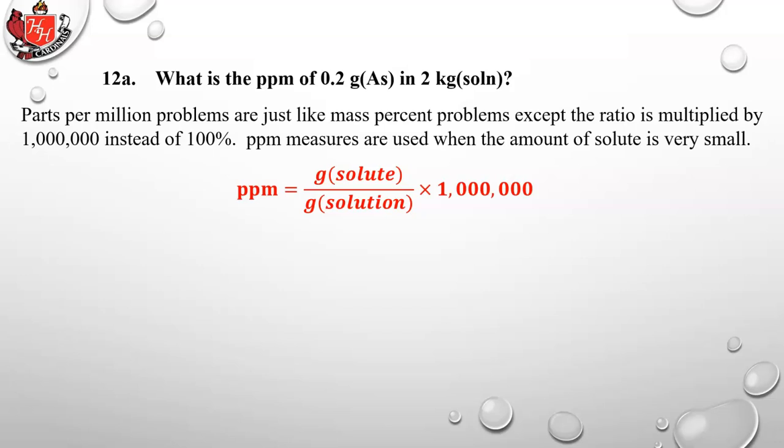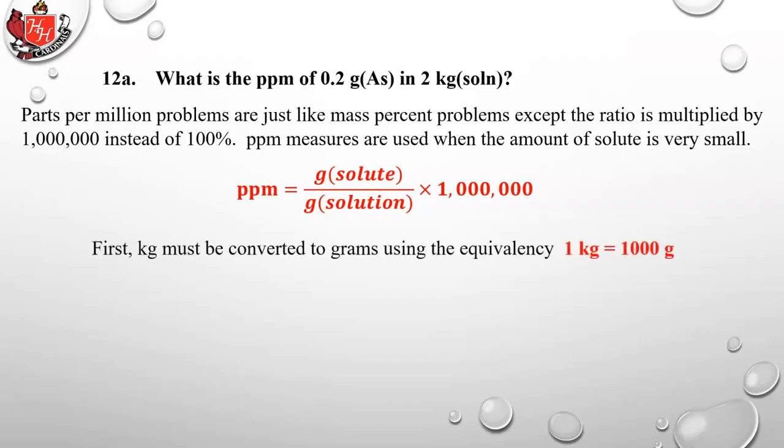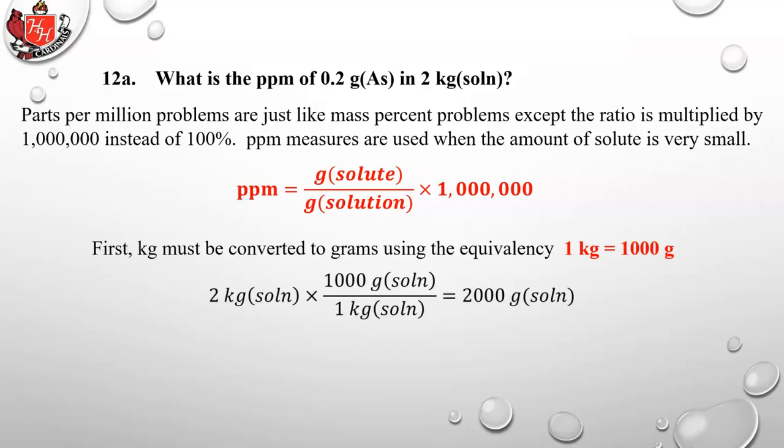But you got to convert from kilograms to grams. You cannot have one measure in grams and the other in kilograms. You have to be in the same unit of measure. Okay, so first, kilograms must be converted to grams using the equivalency, one of our standard conversions. 1 kilogram equals 1,000 grams. So there we do that conversion and we get 2,000 grams. That's what 2 kilograms equals.